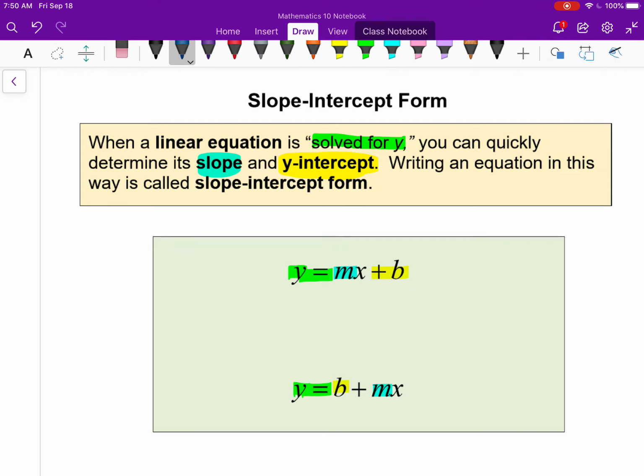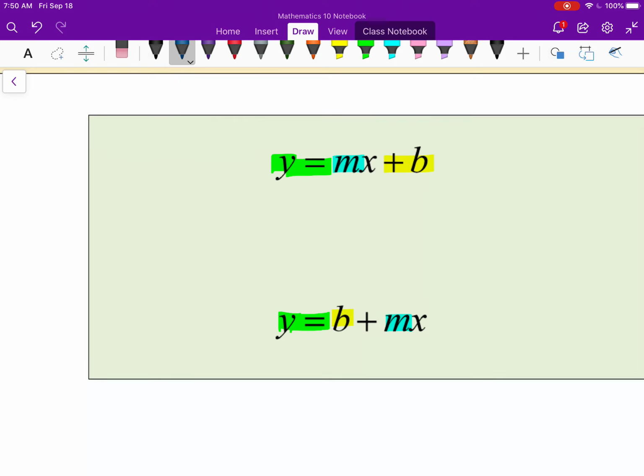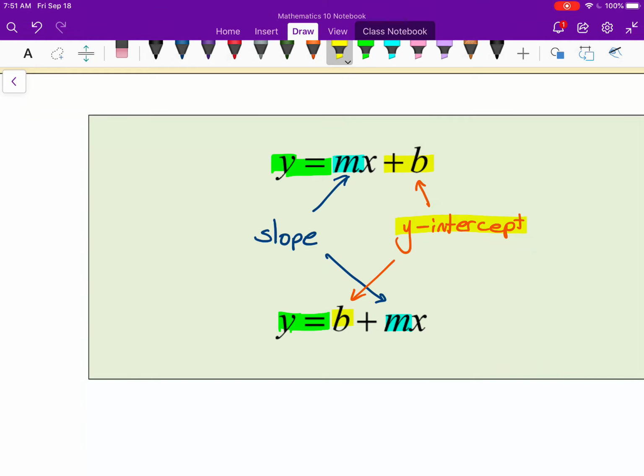And so let me label some of these things here. So that m is the slope, and b is the y-intercept. So b, the y-intercept is the constant, the term that doesn't have a variable, and slope is the coefficient of the input of the x, just the coefficient.